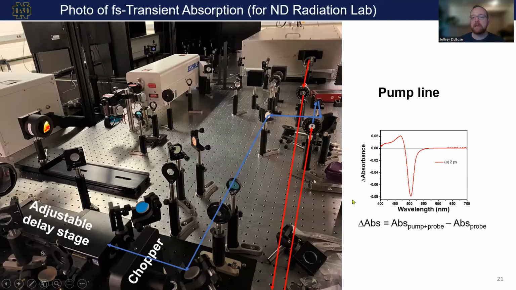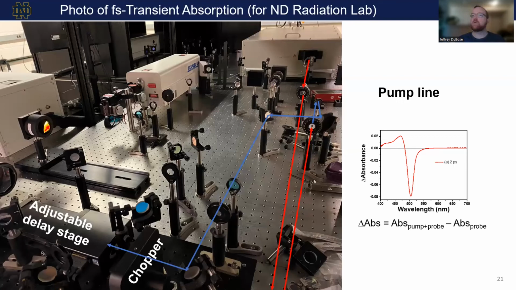So this chopper is basically the way of allowing us to have the actual pump hit the system every other time. On one pass, we have pump and probe. That way we're taking the absorbance of the excited state. On the next pass, we block the pump. We just have the probe hitting it. That gives us the absorbance in the ground state. And this fan is just continually spinning. This allows us to do this pump-probe, pump, pump-probe series again and again and again. And we average a lot of these different shots in order to get our spectrum.